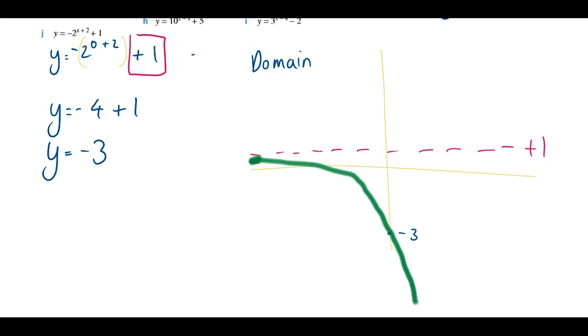So its domain is all x values, and its range is y is less than 1, because it can go close to 1, but it can't go over that red line.